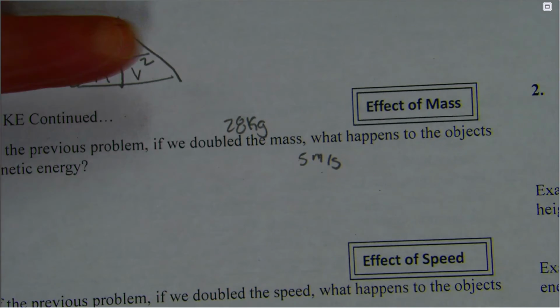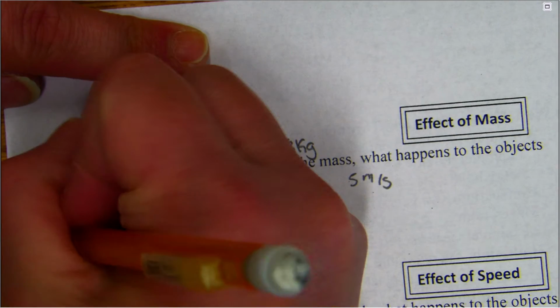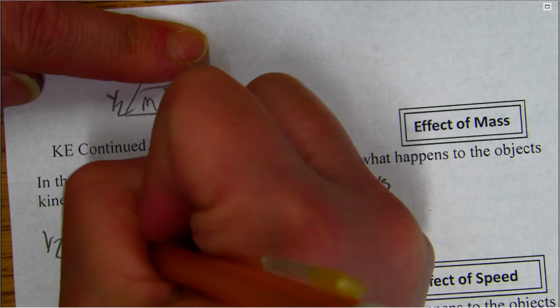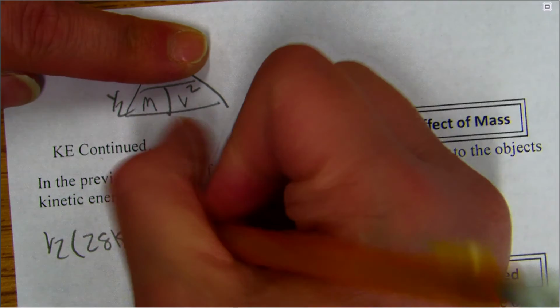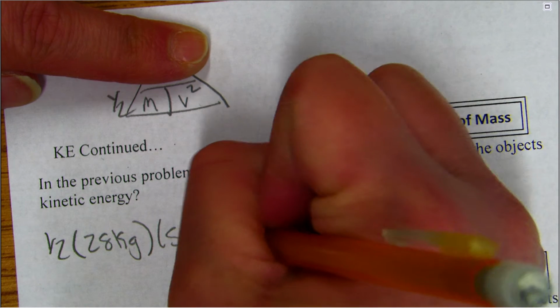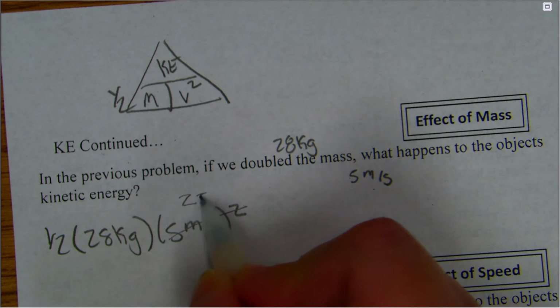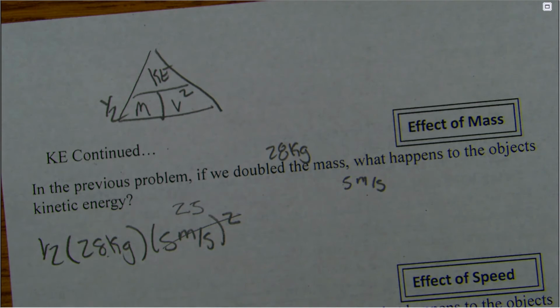So let's go ahead and solve this problem. I'm going to cover up kinetic energy. 1/2 times mass times velocity squared. Five squared is 25. So 1/2 times 28 times 25. When I plug that into my calculator, I get 350 joules.